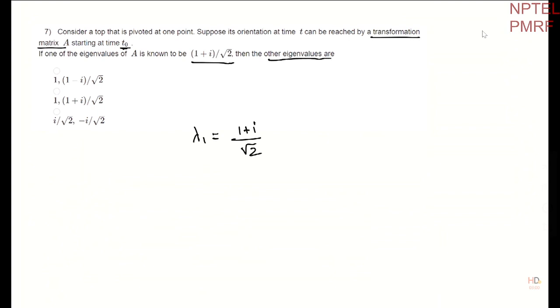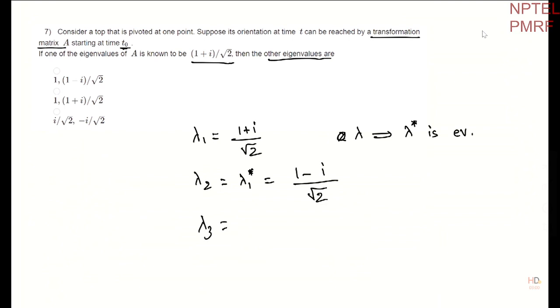So we know that if z is an eigenvalue, then its complex conjugate, lambda star, is also an eigenvalue. Okay, so lambda 2, which is your lambda 1 star, should be an eigenvalue, which means (1 minus i) divided by root 2. You flip the sign of the imaginary part, but the real part stays the same. What about lambda 3? We know at least one of them has to be unity, so lambda 3 is unity. Or you can just say the product of all of these should be 1. So 1 and another is (1 minus i) by root 2. The first option.